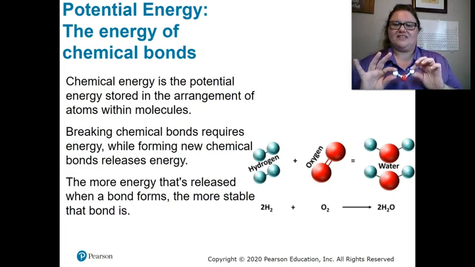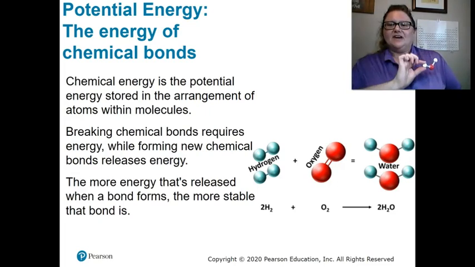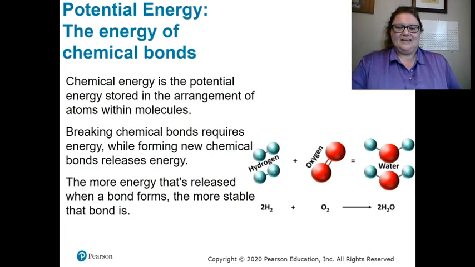Trying to put it where you guys can see it there, maybe up against my purple shirt. You can see it better there. The water molecule. And so it's not a straight line. It's actually a 120-degree angle, not quite right. Okay? So we're told that the more energy that's released when a bond forms, the more stable that bond is.